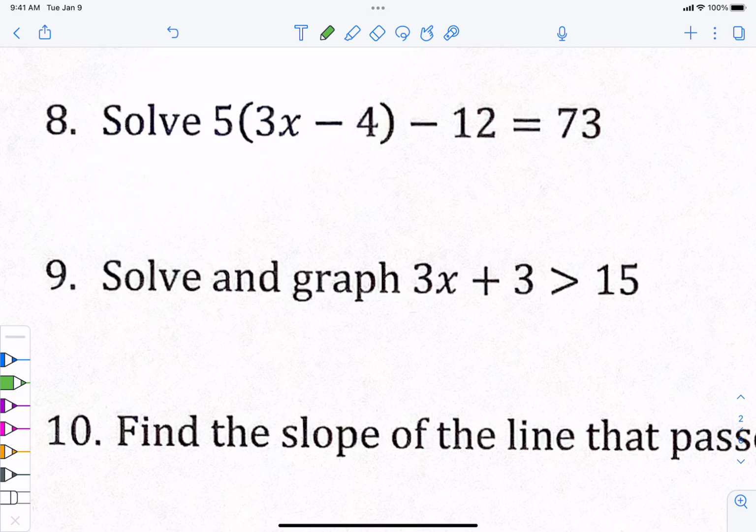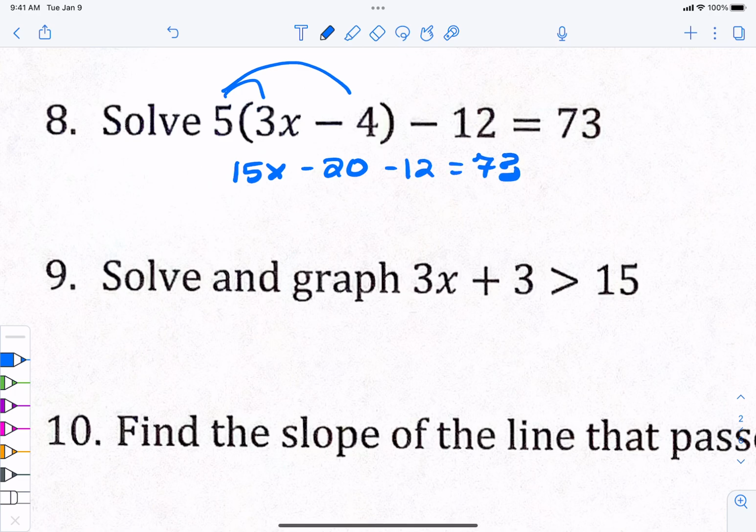All right, number 8, order of operations. What are you doing first? Parentheses. Okay, what about the parentheses? Times 3. You're going to multiply the 5 through? Yes. Okay, so 15x minus 20 minus 12 equals 73.